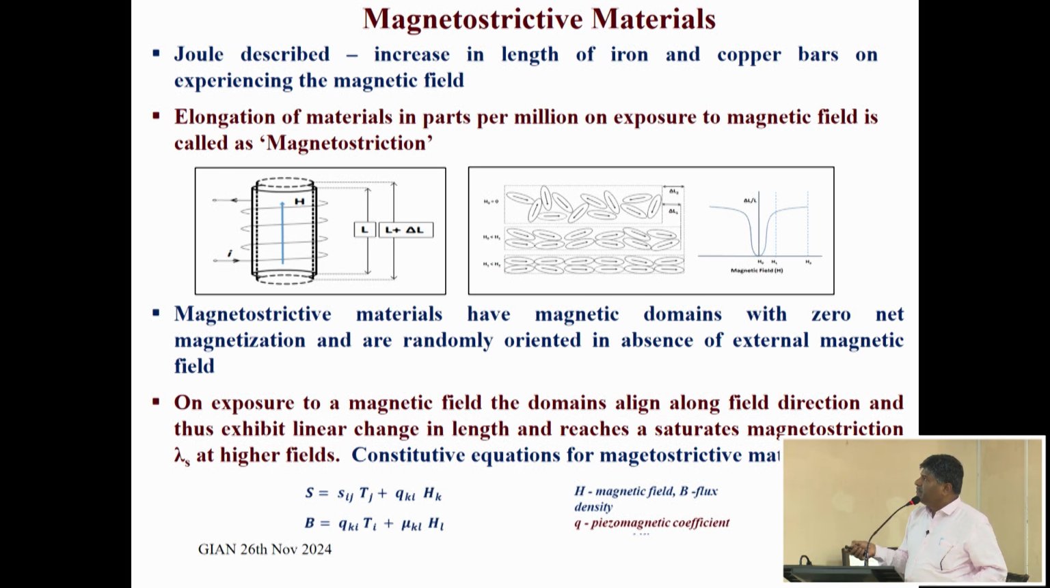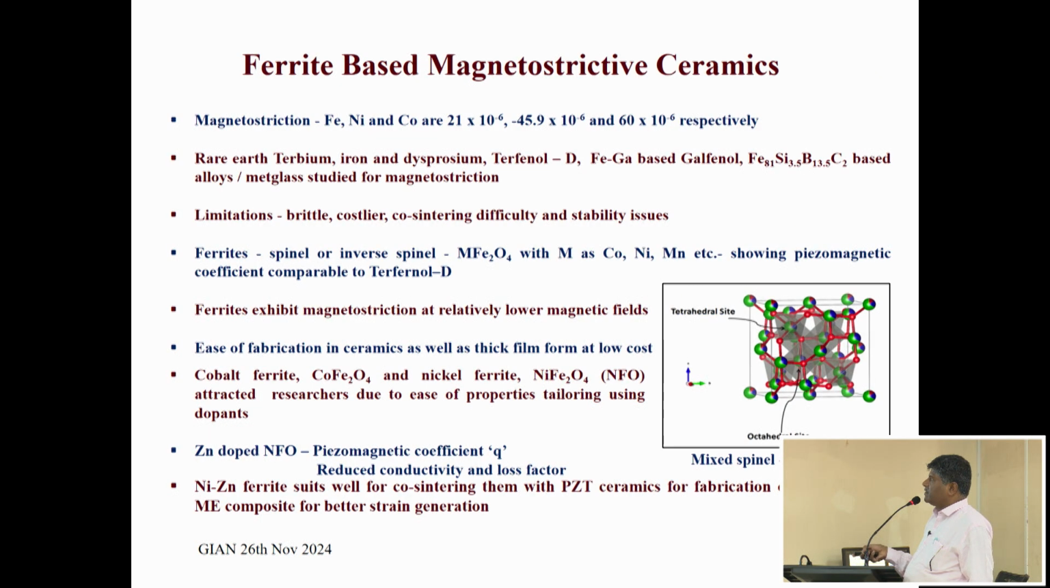So, this is the material, let us say the length of the material is L initially. If you apply an external magnetic field in this direction, the length changes from L to L plus delta L. Why does it happen? Again, it is because of the alignment of the magnetic domains in the direction of the external magnetic field. And these are some equations which decide the magnetostrictive properties in the materials.